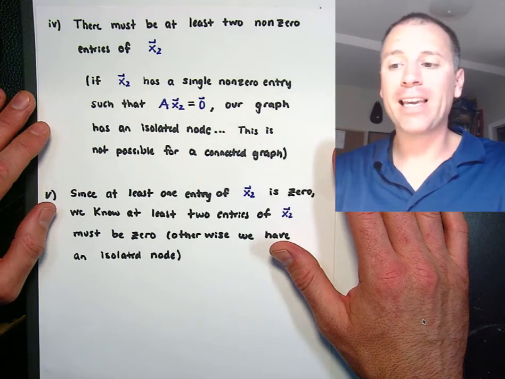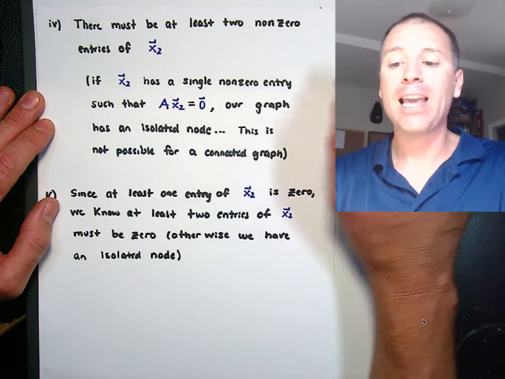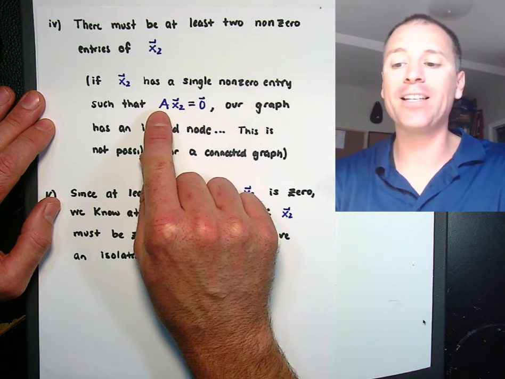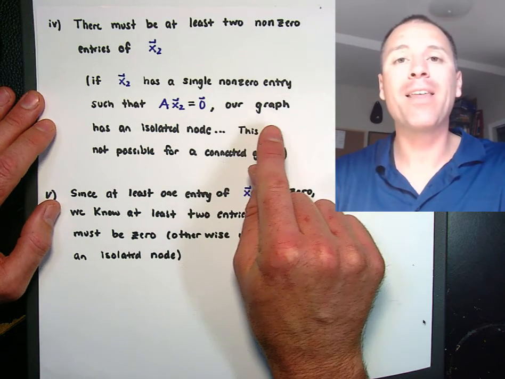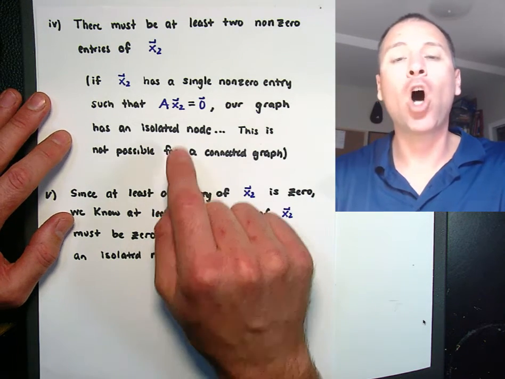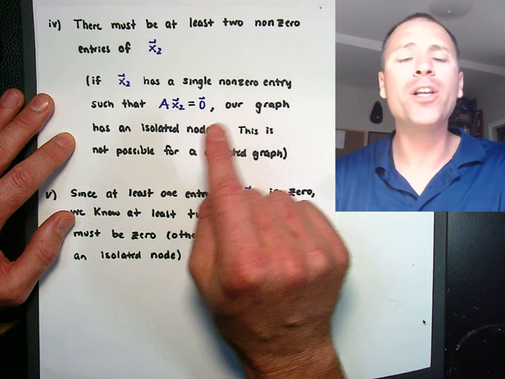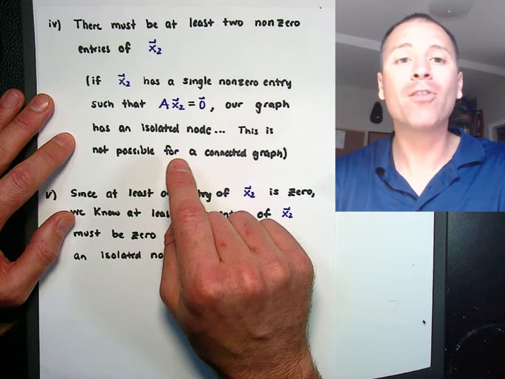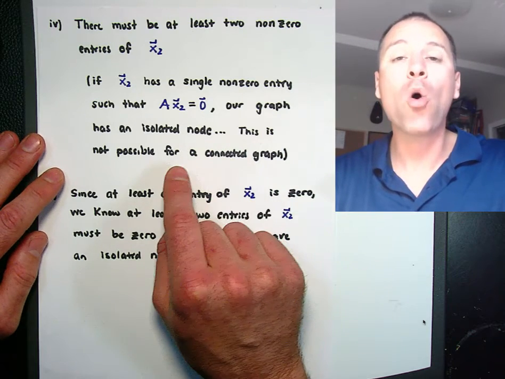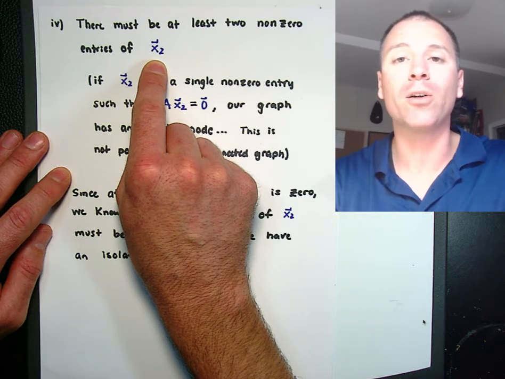The next observation I want to make is that there must be at least two non-zero entries of x2. In other words, if x2 only had a single non-zero entry such that A times x2 was 0, that would imply that in one of those columns there were all 0 entries, and a column with all 0 entries corresponds with an isolated node. But we've said originally that the graph was connected. If the graph is connected, we should be able to get from any one node to any other node. In other words, no isolated nodes exist. Thus, it must be the case that there are at least two non-zero entries of x2.